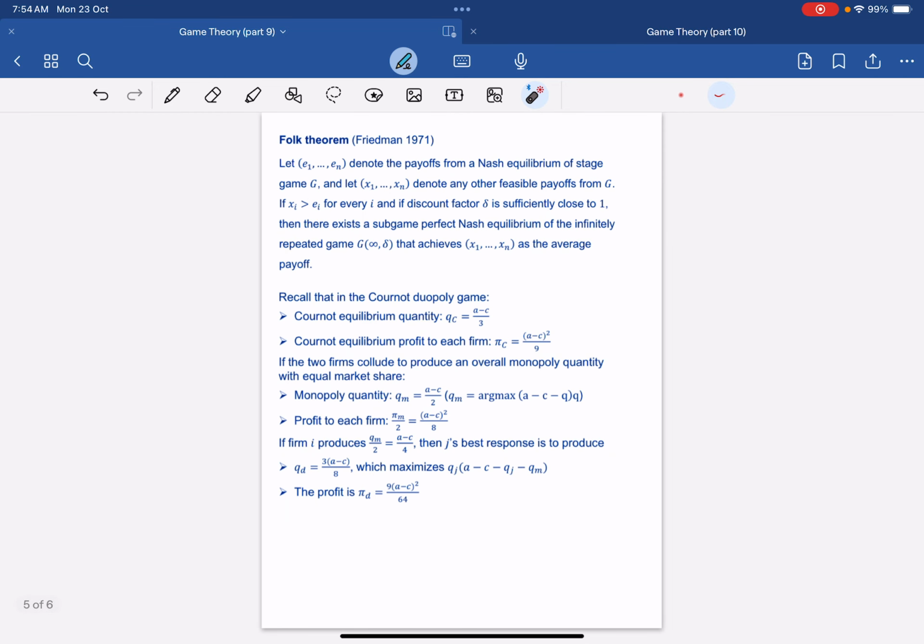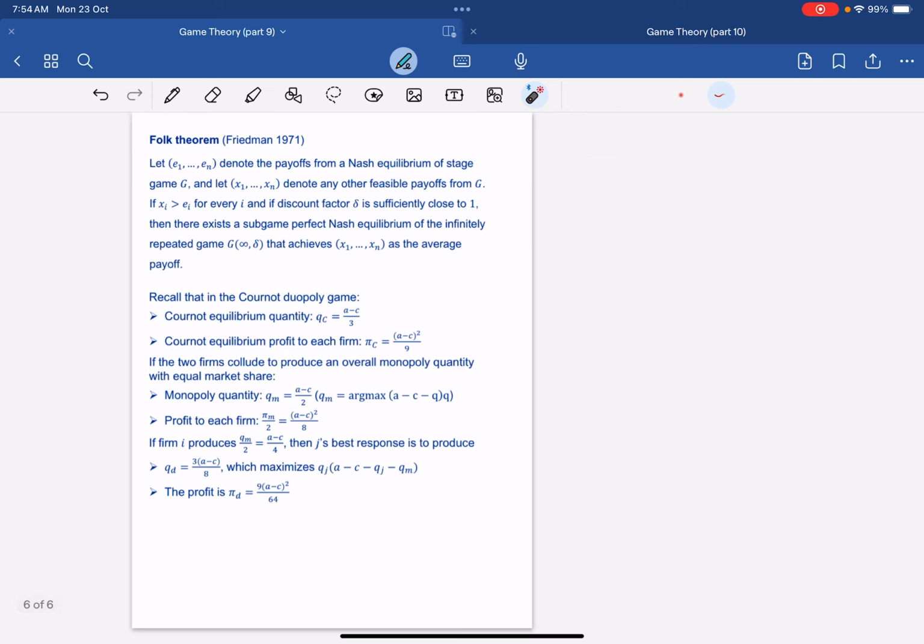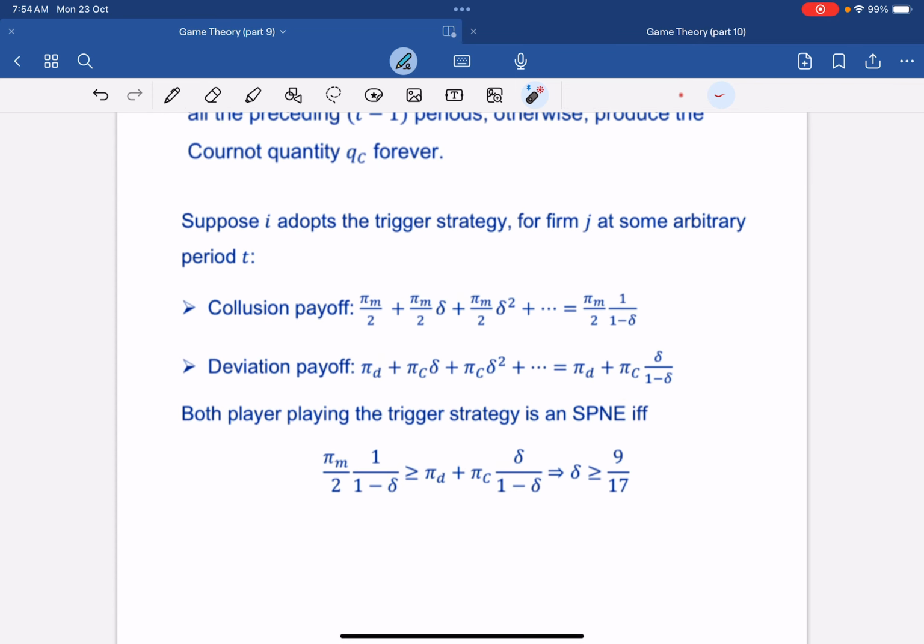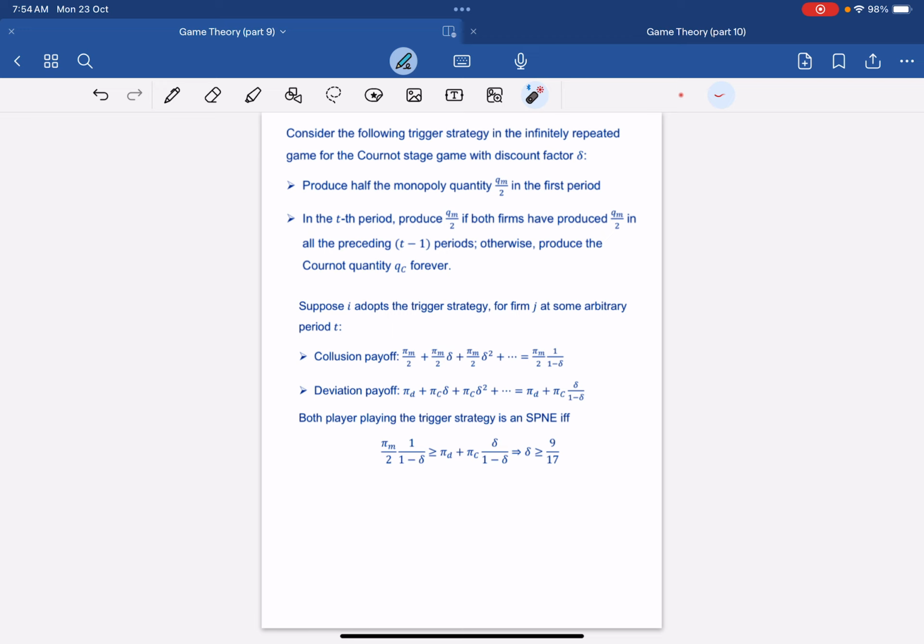In that case, this will be your overall payoff. And if both players play the trigger strategy, that means we stick with this. This has to be greater than this. And so you just do this comparison, and we see the delta must be larger or equal to 9/17. So we can see that in this case we will adopt this trigger strategy to produce this payoff.